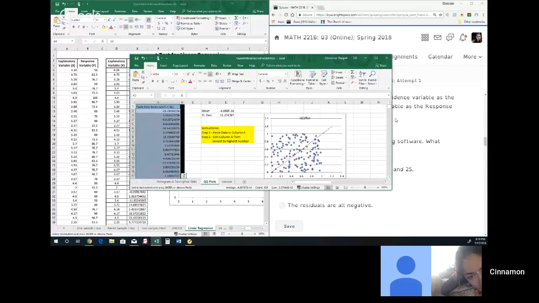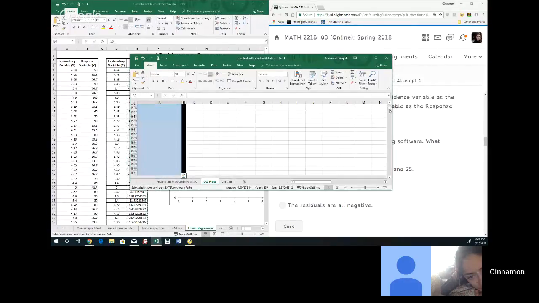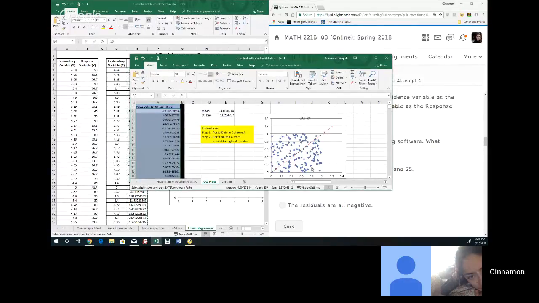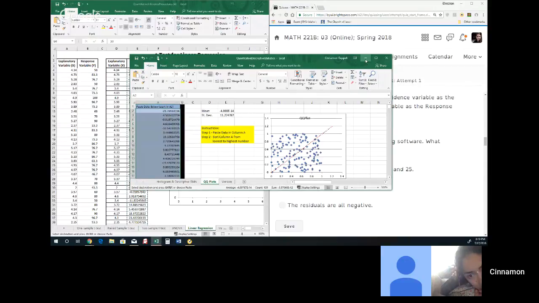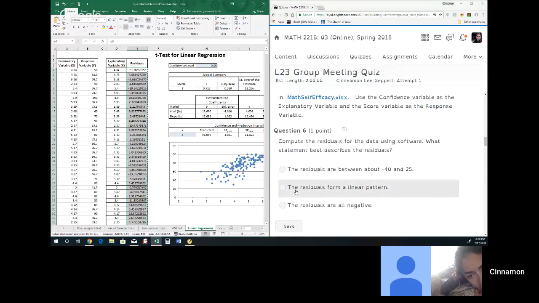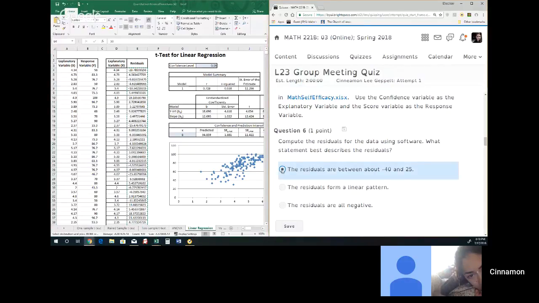Okay, so I don't think we have. Would it be the first one then? Yeah, it would be the first one, because it's not negative. The residuals do not form a linear pattern. Yeah, it has to be that. I think you're right. Okay.